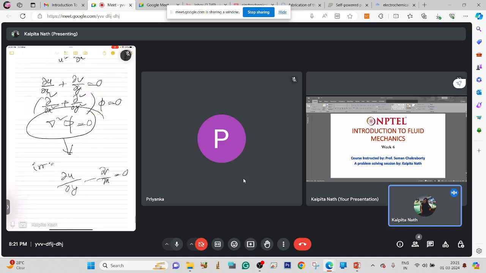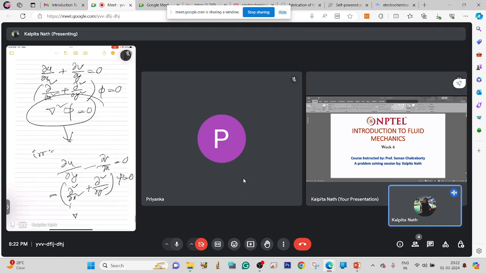Okay, bear with me. So this is del x del x square plus del y square psi is equal to 0. So that means del square psi is equal to 0. So both the stream function and the velocity potential function should satisfy the Laplace equation.